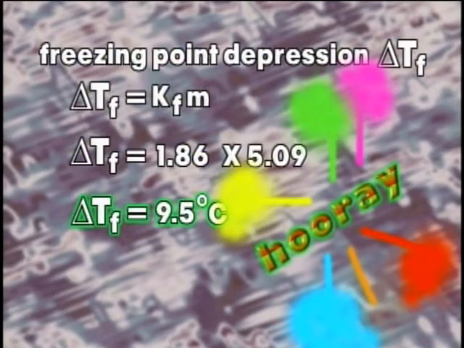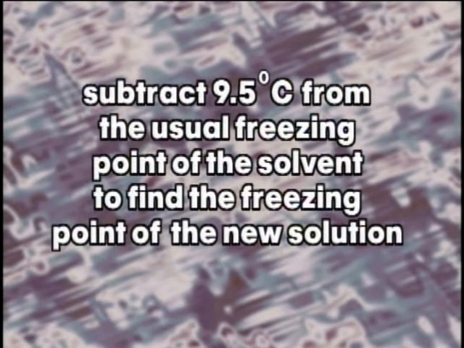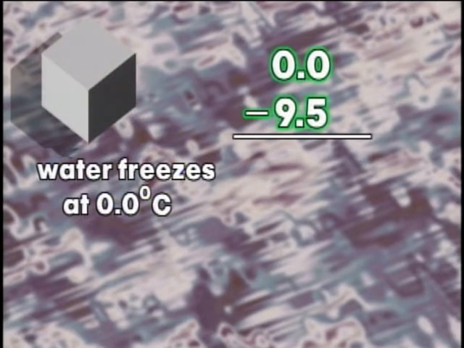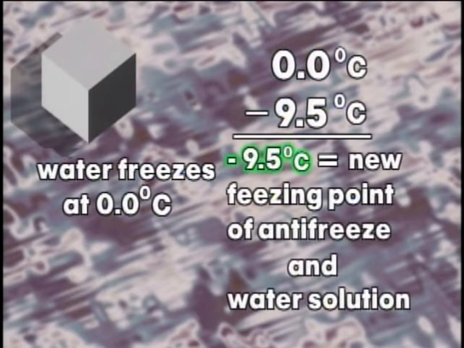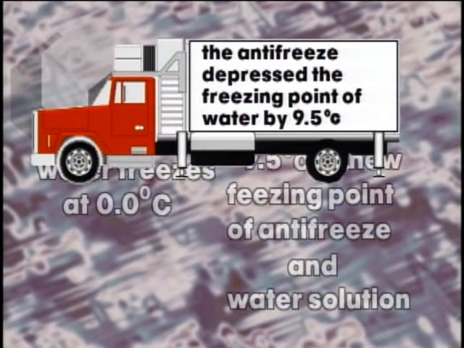Since we calculated a temperature depression, we must subtract the value, 9.5, from the usual freezing point of the solvent, water, in order to find the freezing point of the new solution. Water freezes at 0.0 degrees Celsius, so we subtract 9.5 degrees, and the new freezing point of our antifreeze and water solution is negative 9.5 degrees Celsius. The antifreeze, ethylene glycol, depressed the freezing point of water by 9.5 degrees Celsius.